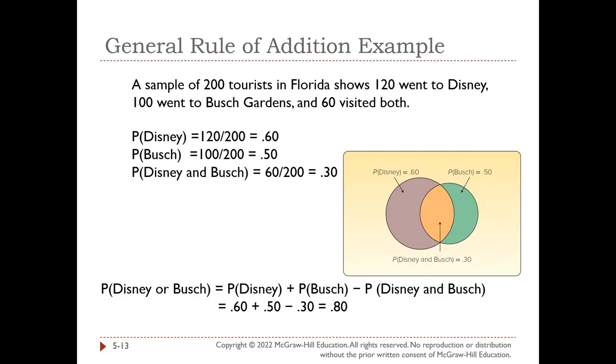Alright, so going to Florida. We took a sample of 200 tourists in Florida. It shows that 120 went to Disney, and 100 actually went to Busch Gardens, which is surprising that they didn't do Universal. And 60 visited both.